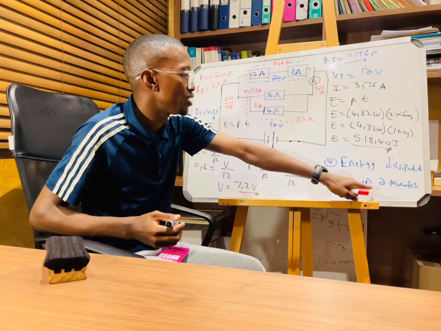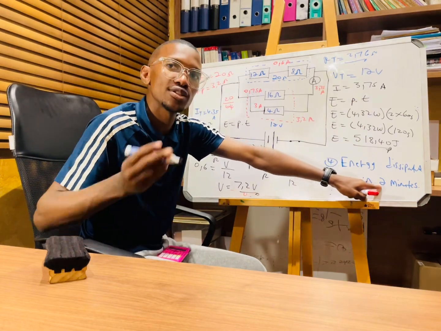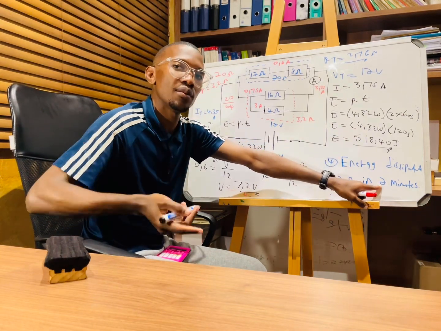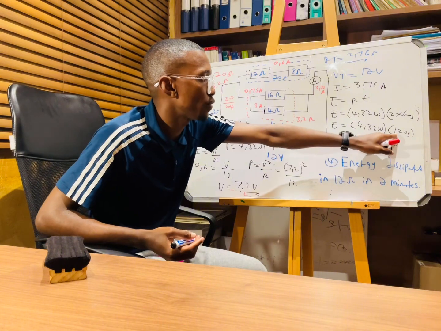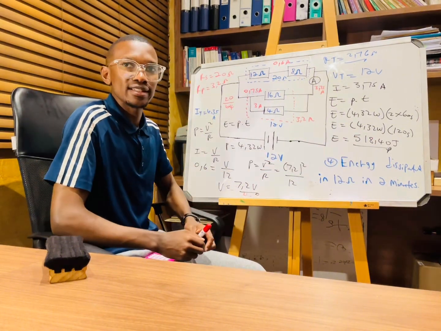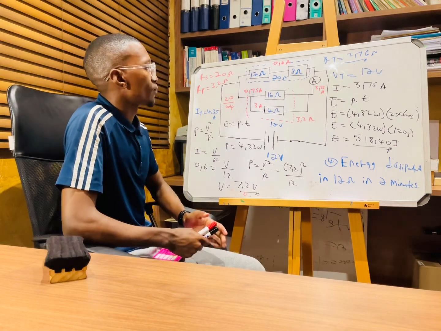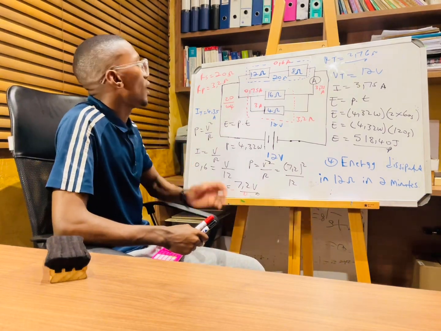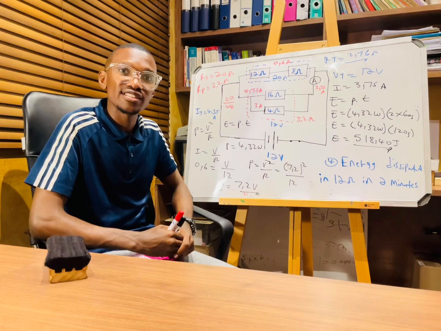You have the time as 2 minutes. Convert 2 minutes into seconds: 2 multiplied by 60 seconds gives you 120. Then at the end of the day, you're going to get your energy as that. So guys, this is basically how we tackle this type of problem.